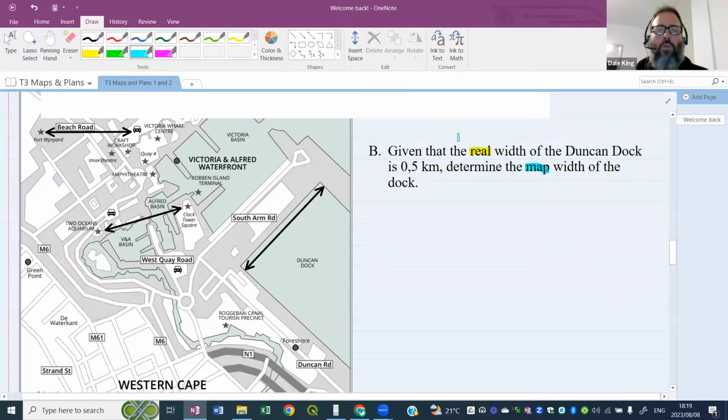So we're going from real world down to map measurement with a ruler, from real world to ruler in this question. The first question was measure with a ruler and tell me what the distance is in the real world. This question says, this is the real world length or distance. Tell me what is the map ruler measurement? How long is this black arrow on the map in centimeters?